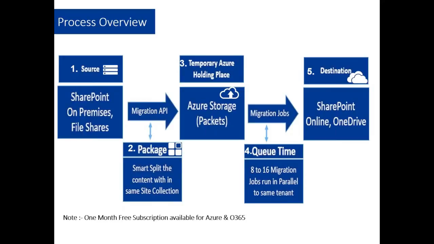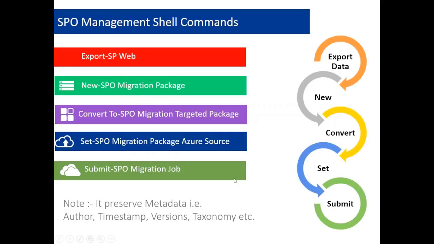So once we have a job, we just submit the package, and based on the jobs, it just starts taking the data from the Azure blob storage and pushing it into the required target path, whether we have a OneDrive or we have a SharePoint Online. So this is just a high-level overview of how these packages work.